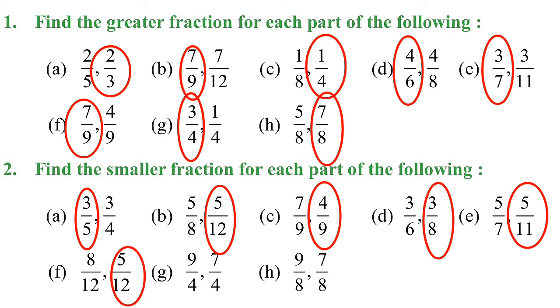G part, similarly here 9 by 4 and 7 by 4, denominators are same, यहाँ पे process सीधा होगा, so smaller fraction is 7 by 4. H part 9 by 8 and 7 by 8, here process सीधा होगा, 7 by 8 is the smaller fraction.